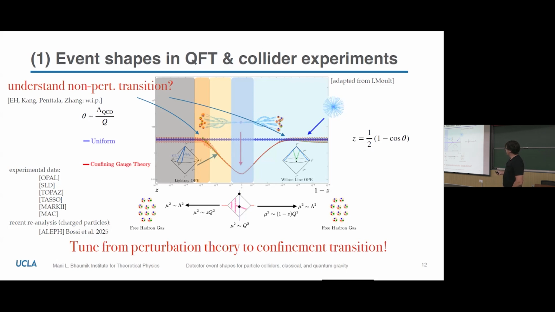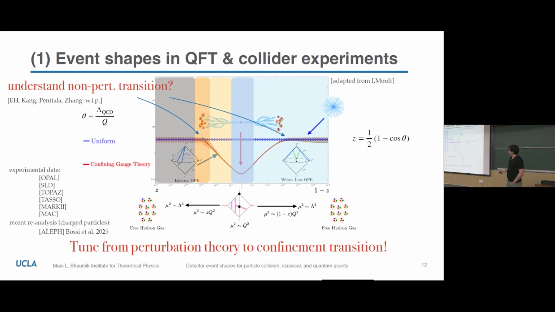And so by tuning to smaller and smaller angles, you can effectively probe scales that approach lambda QCD. So you have access in this observable from both the perturbative regime to perturbation theory. And there's a lot more interesting physics that happens in this plot that I will not have time to discuss. But one nice thing is, at this turnover point, this is really where the confinement transition happens. So you have access in this observable to the confinement transition.